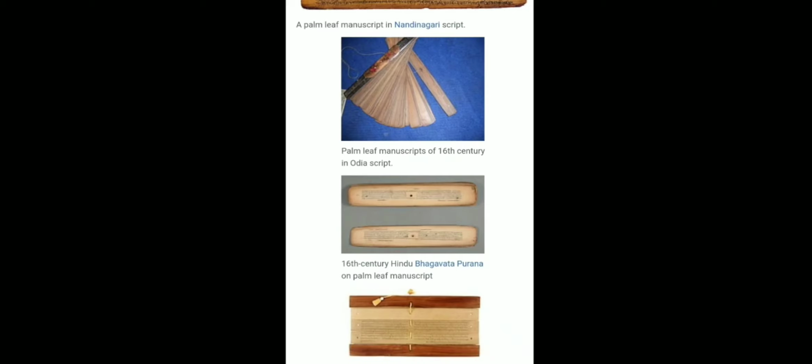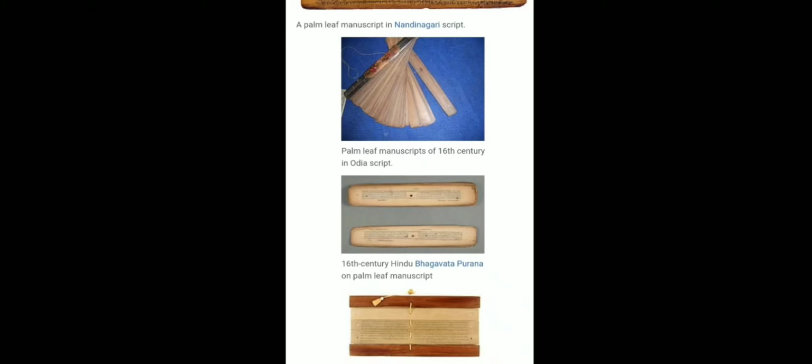Here are examples of ancient Indian manuscripts. Here four types of manuscripts you can see. A palm leaf manuscript in Nandinagari script. You can see the hole in that manuscript from where it was tied. Number two, palm leaf manuscripts of the 16th century in Odia script, where you can see pieces of the same size tied with one another to give the form of a book.